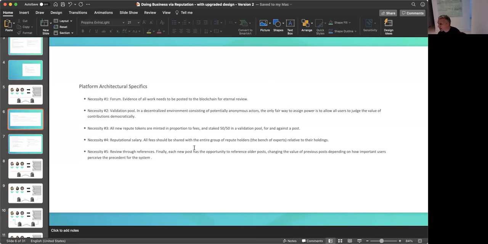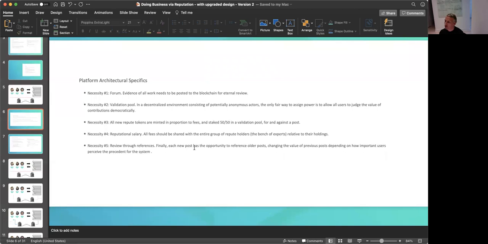So each post has the opportunity to reference older posts on the blockchain or on the centralized database in the forum, which means that changing the value of the previous posts should be possible, depending on how important users perceive the precedent for the system, right? So this is a DAC, a weighted acyclical digital graph. And that's a system that Craig and I have described in several papers and are also describing in the book. Essential, however, is here again the reputational salary, and the historical reference model in necessity five is upgrading that and helps create stability for the system.